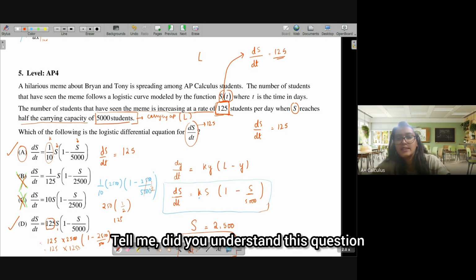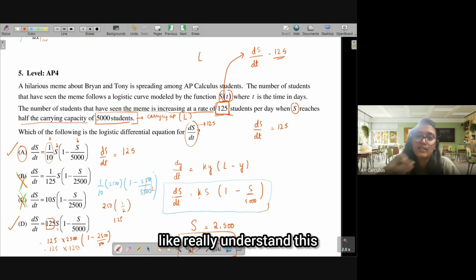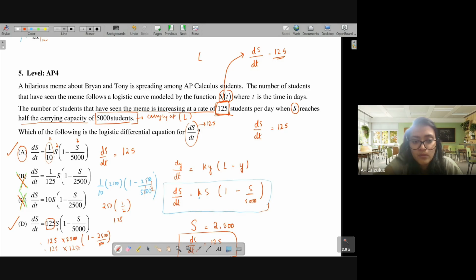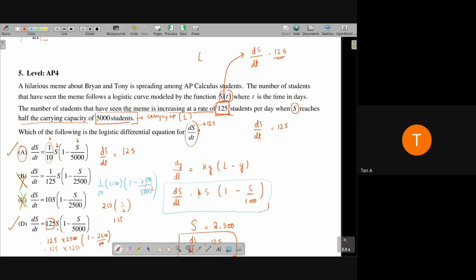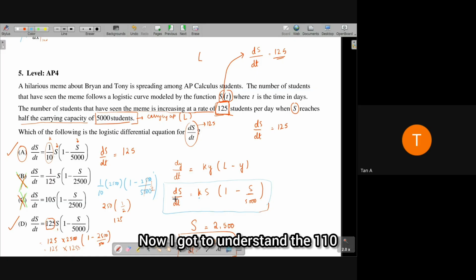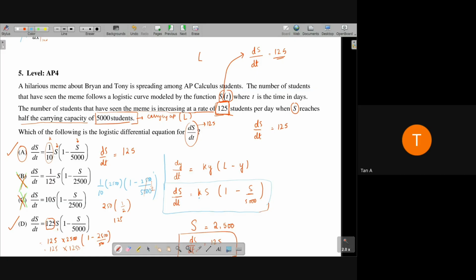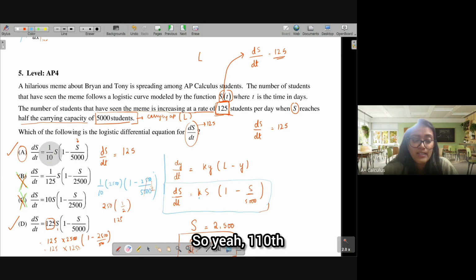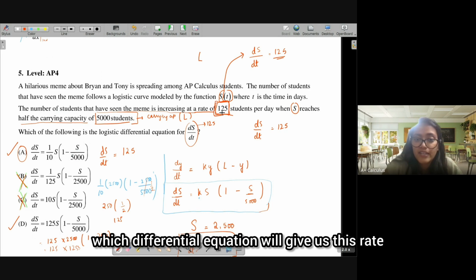Tanvi, did you understand this question? Like, really understand this? Actually, now I do, because I just got the L. I understood the 1 minus S over L, and L is 5,000. Now I have to understand the 1/10. You don't have to worry about the 1/10 part. We just have to see which differential equation will give us this rate.